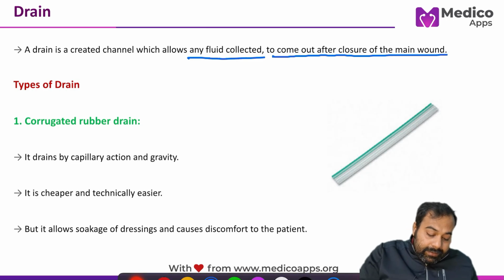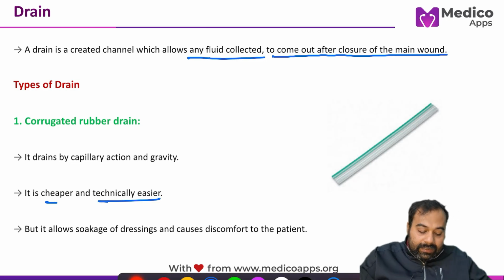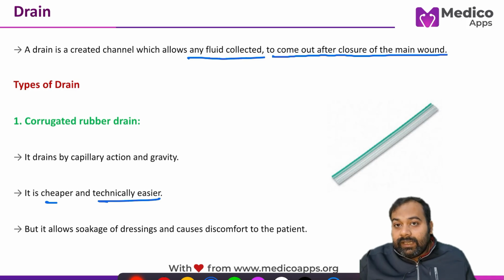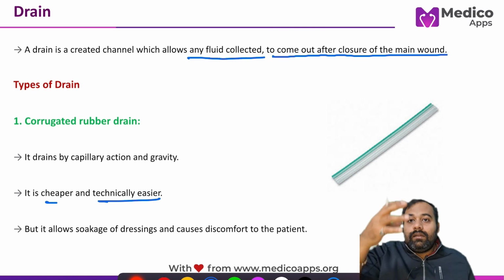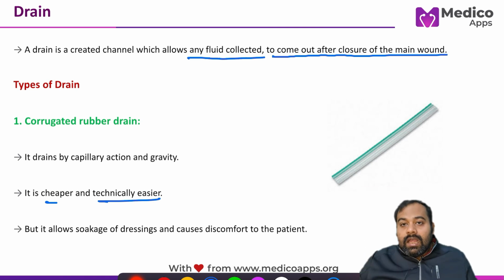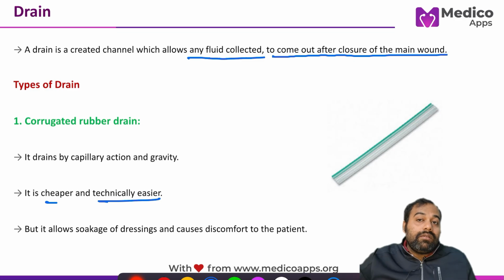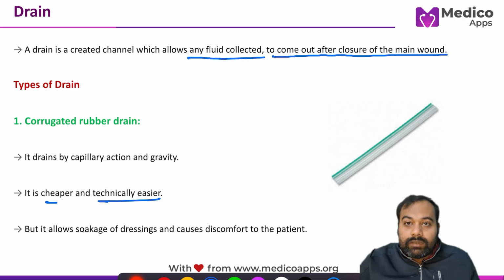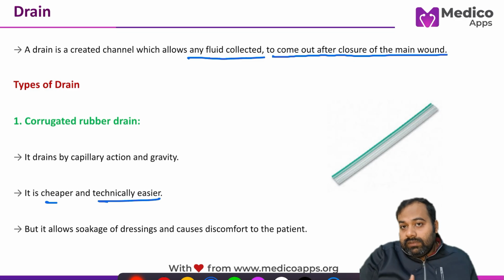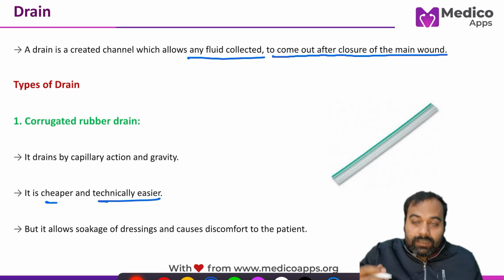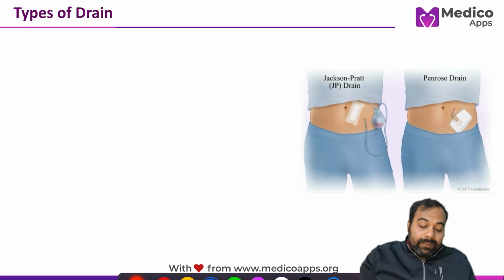Now obviously it is technically easier to apply as well as cheaper, but one problem associated with the CRS, that is your corrugated rubber drain, is that it is basically an open type of drain, right? So here the collection from the inside basically comes out freely, and that will eventually be associated with soakage of the wound, and that is associated with significant discomfort to the patient, and it needs to be changed regularly. So the dressing needs to be changed regularly in that patient.